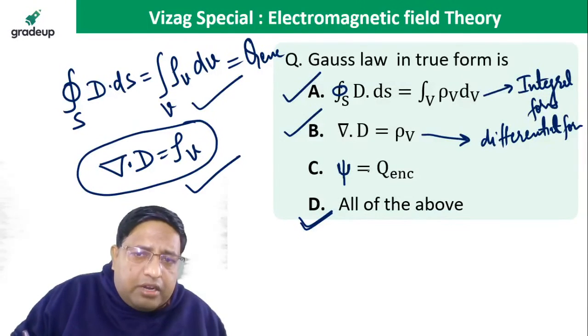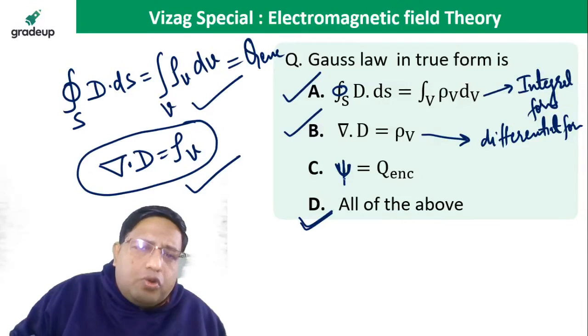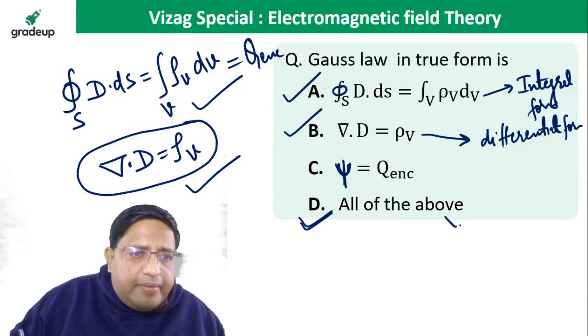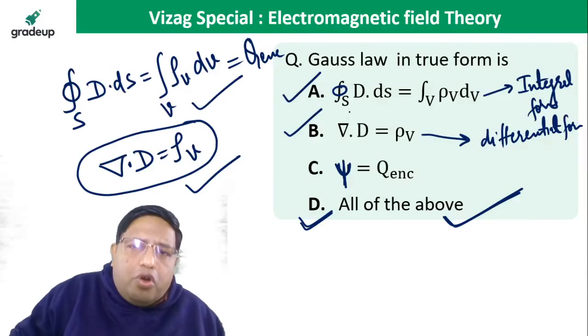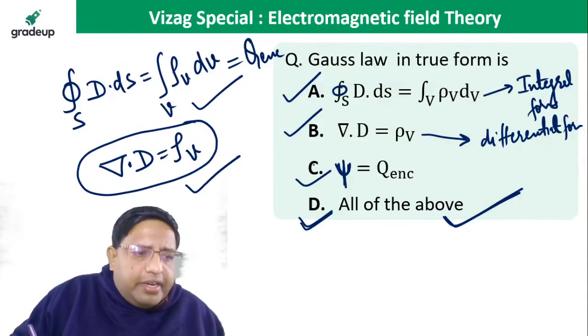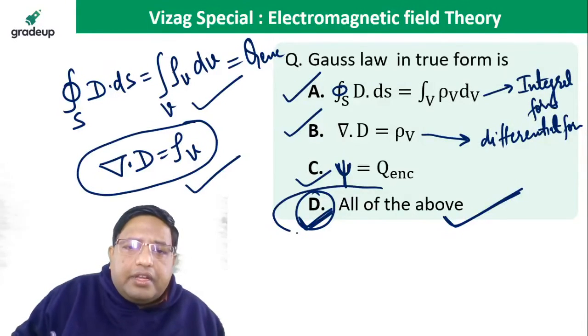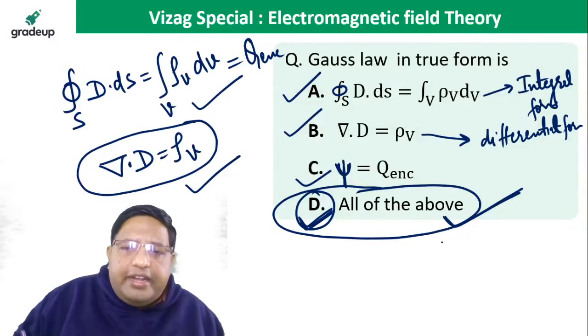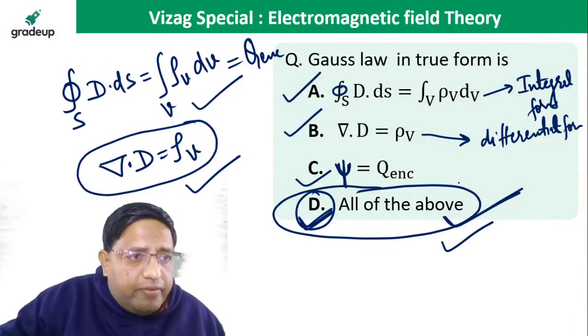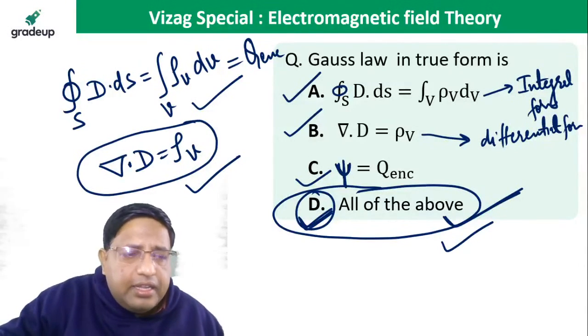And Q enclosed is also called the flux. Total flux line outside any closed surface is equal to the charge enclosed inside the closed surface. So all statements are correct. All statements are the Gauss law representation. So D is the correct answer. Very good, very good. D is the correct answer. Now come to the next question.